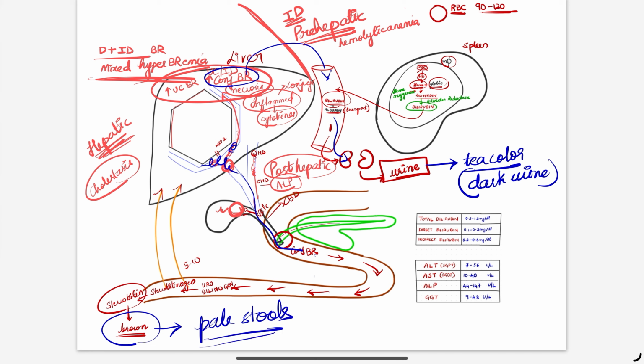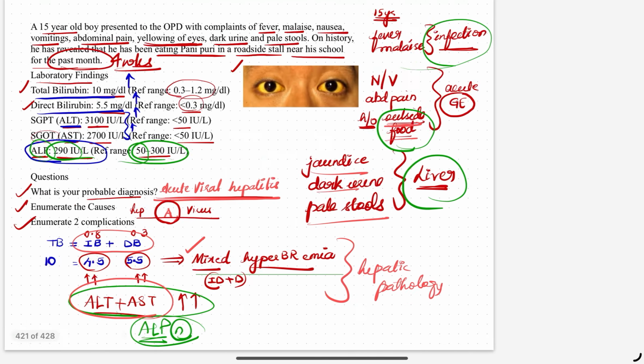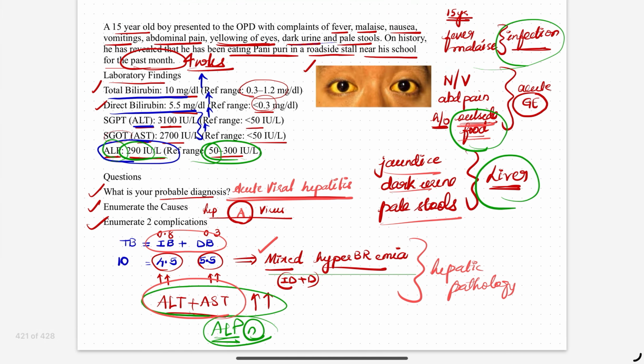So, in acute viral hepatitis, because of the increase in conjugated bilirubin, there's tea-colored urine as it is secreted via the kidneys into the urine, and there is no stercobilin in the intestine. Because conjugated bilirubin does not enter the intestine, the pale color of stools is present, as seen in our case. Pale stools, dark urine. So, this is all about acute viral hepatitis.